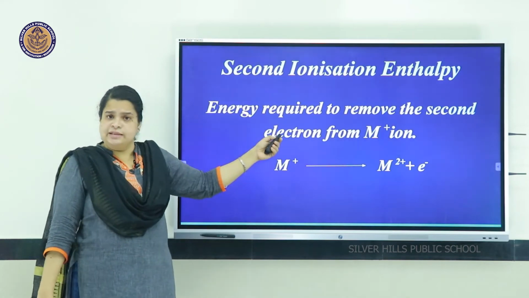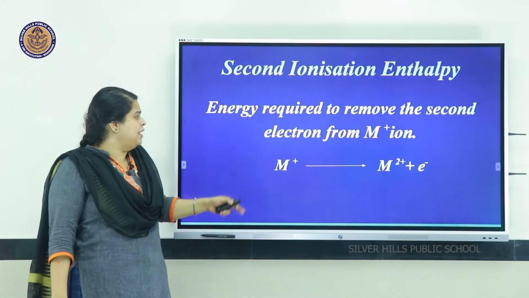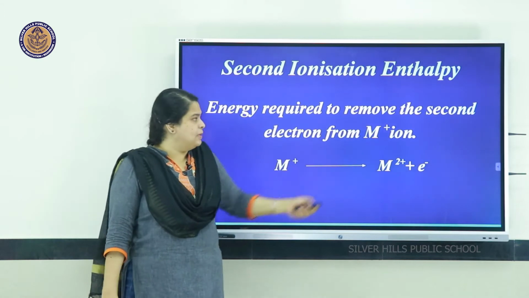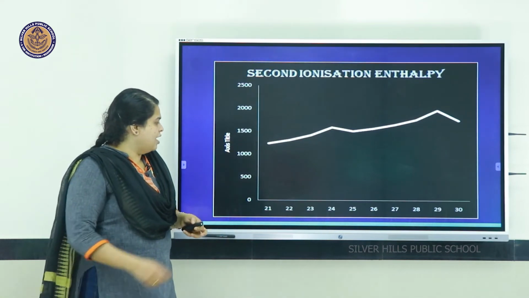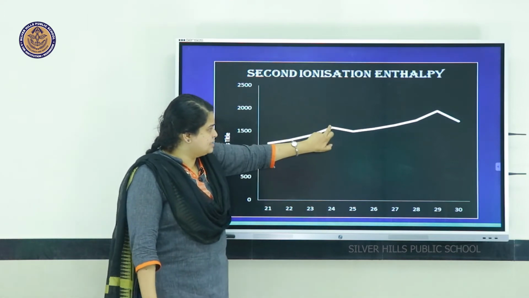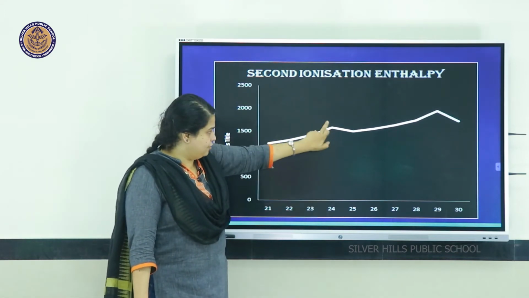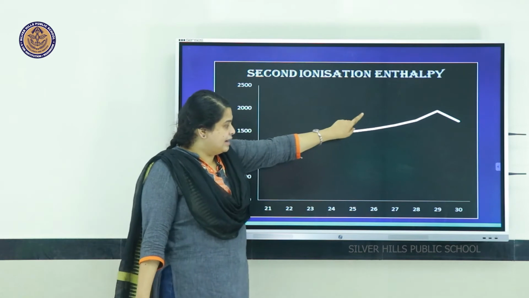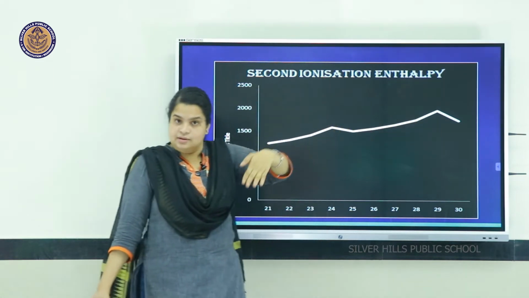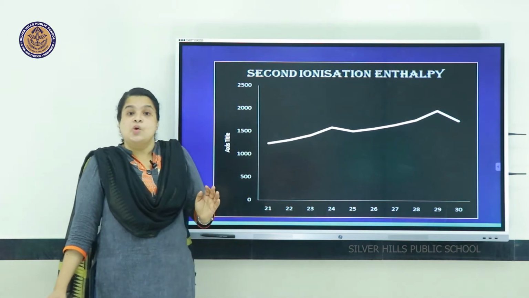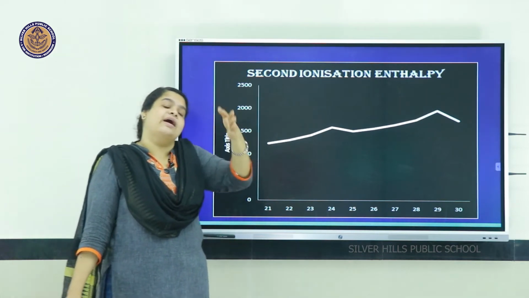This is what I explained, the second ionization enthalpy. M plus changes to M2 plus. This is the graph. Just have a look at this graph. In this graph, the peak is seen at 24, that is chromium. Another peak you can see near 29, because Zn is having a lower ionization enthalpy, whereas copper is having the higher ionization enthalpy.